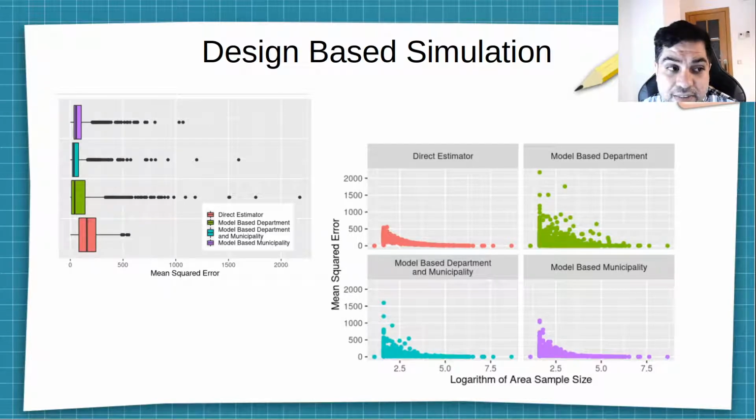But the thing is that even when the mean square error is smaller on average or in most cases, there are still some municipalities that have a mean square error that is way bigger than the one with the direct estimator.